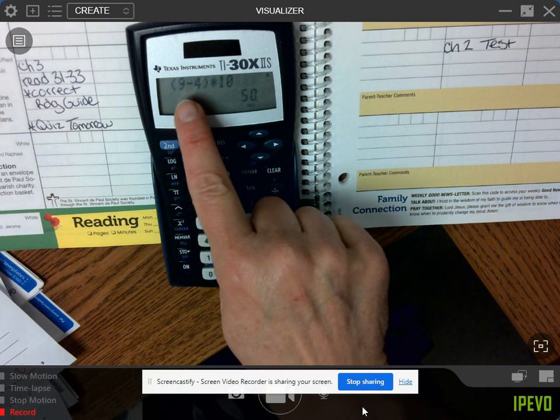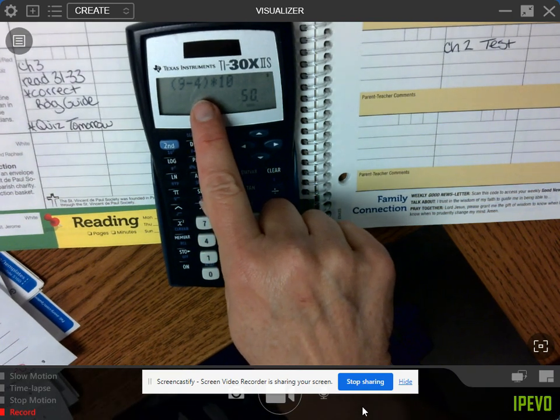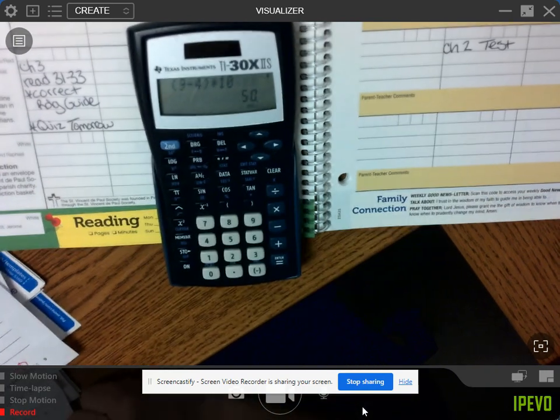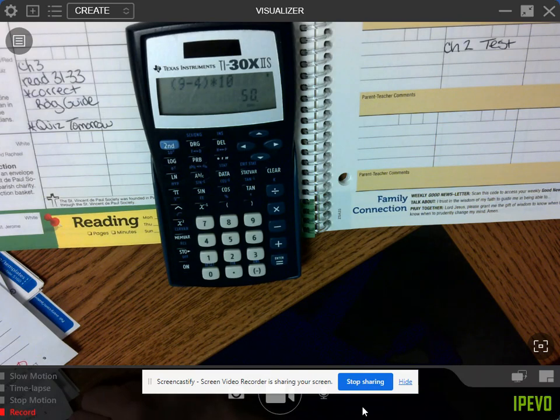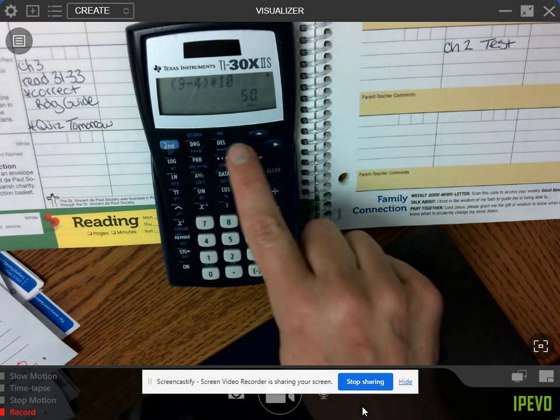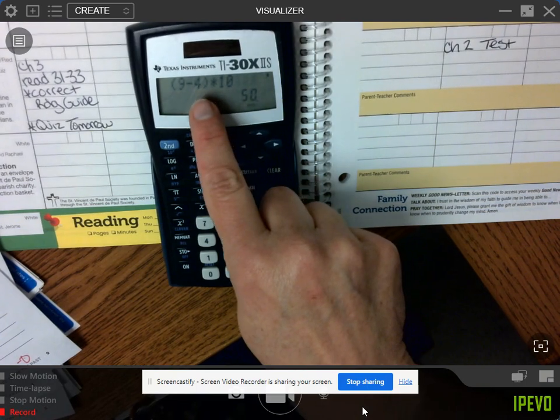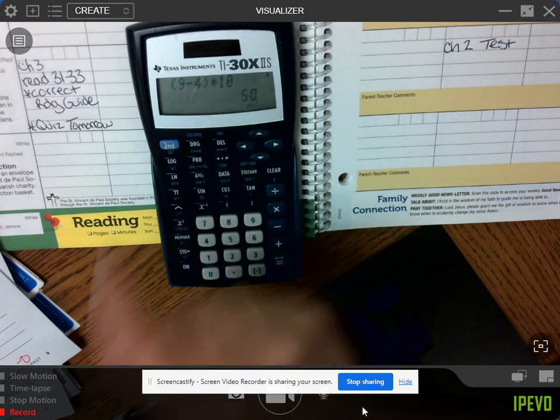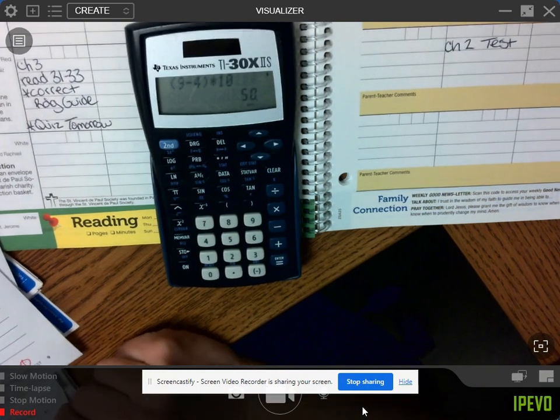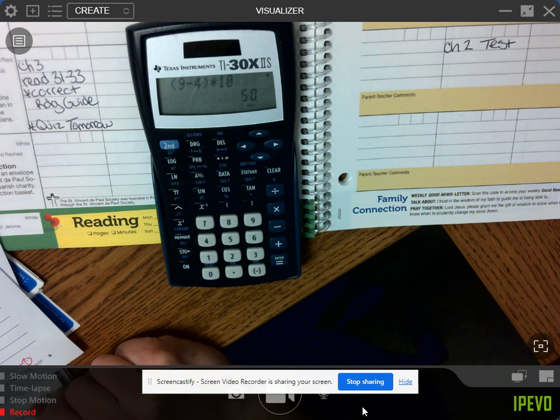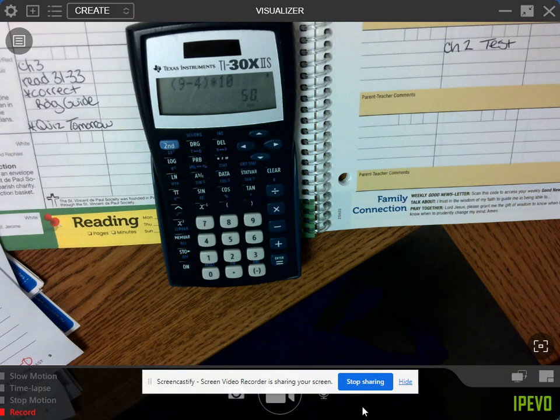So when we're using that calculator with parentheses, you have to put the parentheses in the right spot. Because if we don't use them, the calculator will think we have to do 4 times 10 first. So you have to put the parentheses in to let the calculator know what has to happen first. Okay?